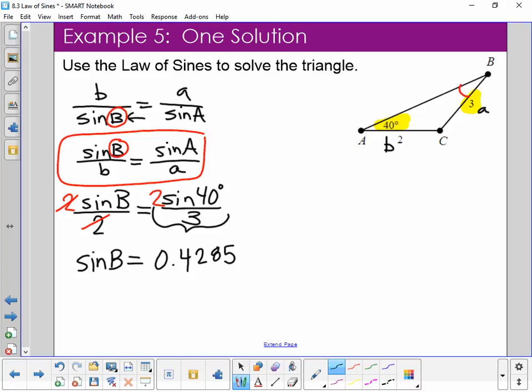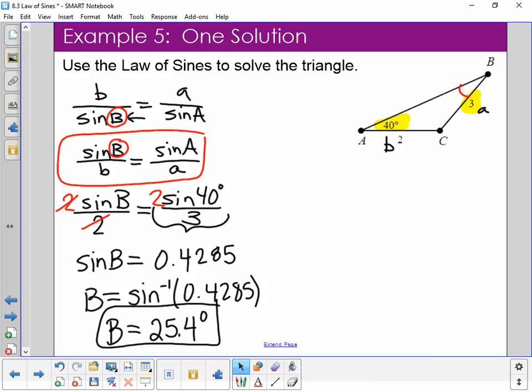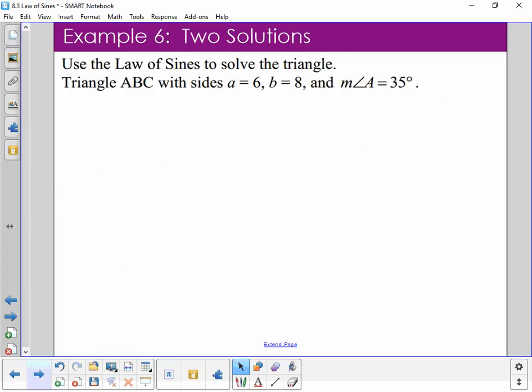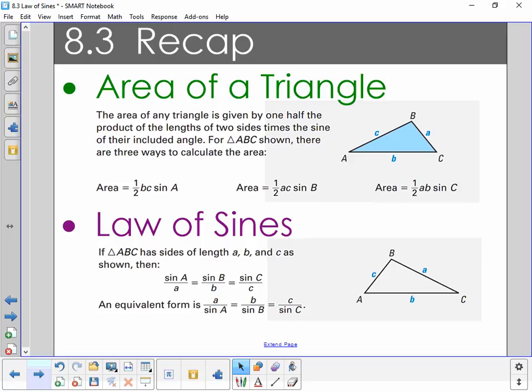If I have the sine of angle B and I want to know what the angle is, I have to do the inverse. If I do the inverse in my calculator, I find that angle B is equal to 25.4 degrees. So that's how to use the law of sines to find an angle. That's all I'm going to include in the video: how to use it to find a side, and how to use it to find an angle.